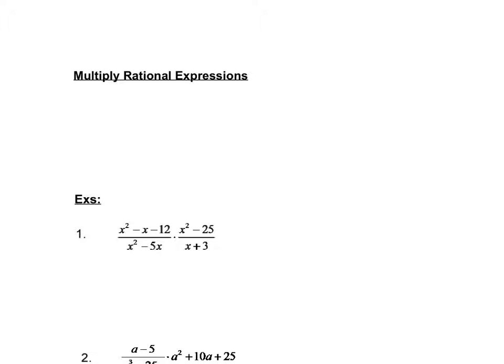Alright, so multiplication of rational expressions is actually easier than addition and subtraction because you don't need a common denominator. All you actually have to do is factor, cancel, and multiply. And by multiply, I mean multiply across, and then simplify if you can.